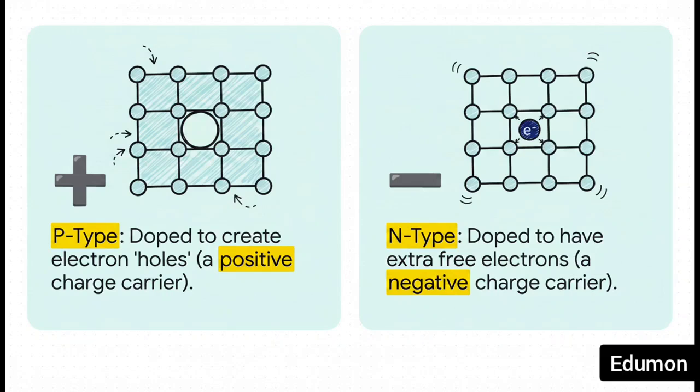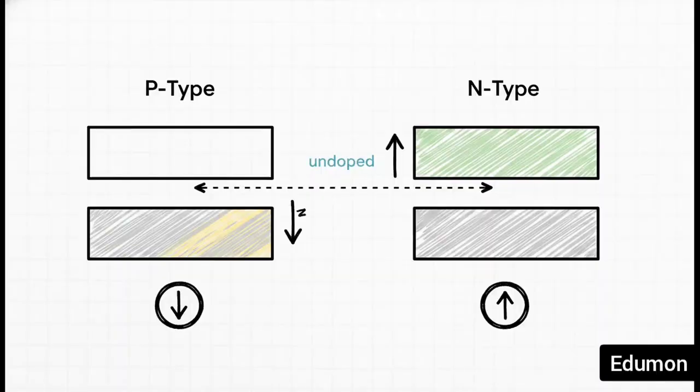N for negative, because it now has a surplus of free electrons just ready and waiting to move. And this is the whole point of our little hack. Adding those electron holes actually lowers the Fermi level in the P-type material, and adding those extra electrons raises the Fermi level in the N-type material. Just like that, we've engineered two totally different materials with two different electrical personalities.